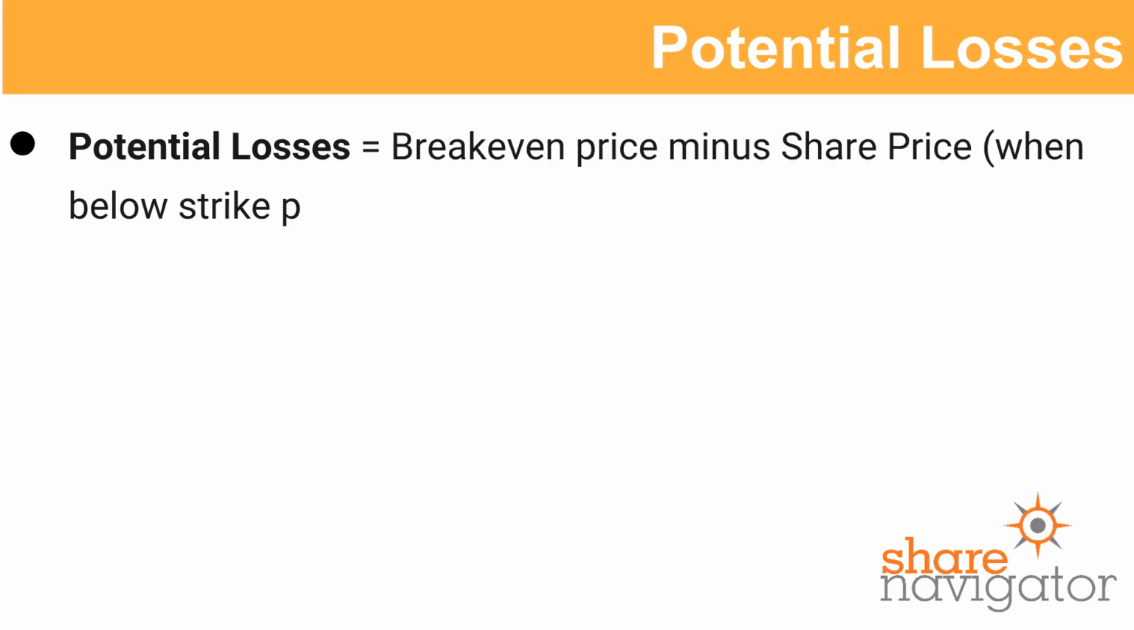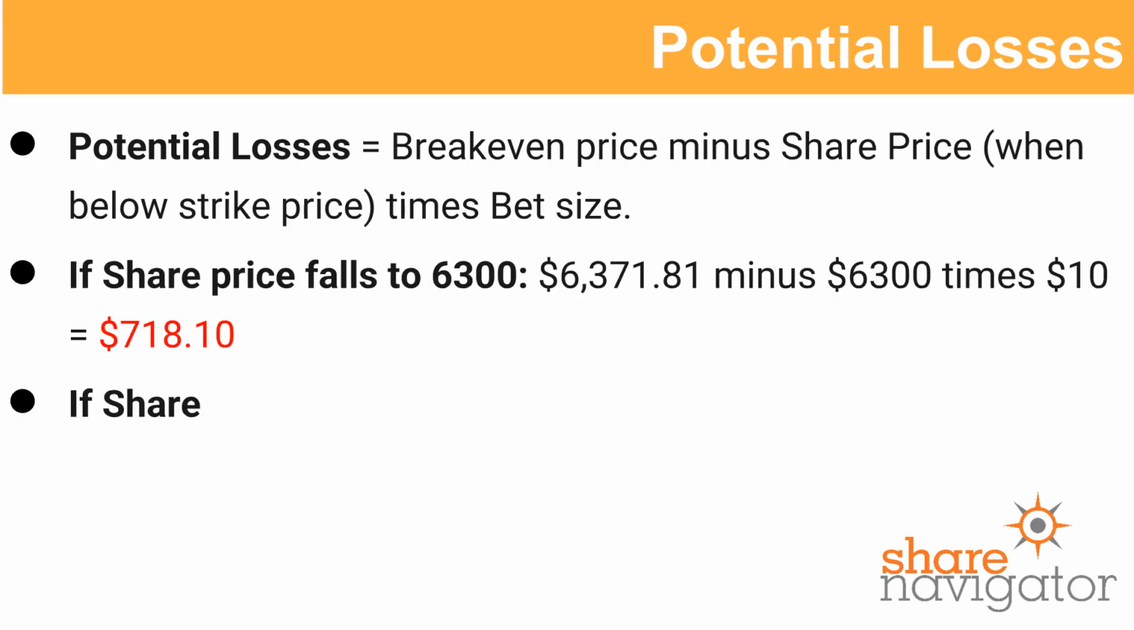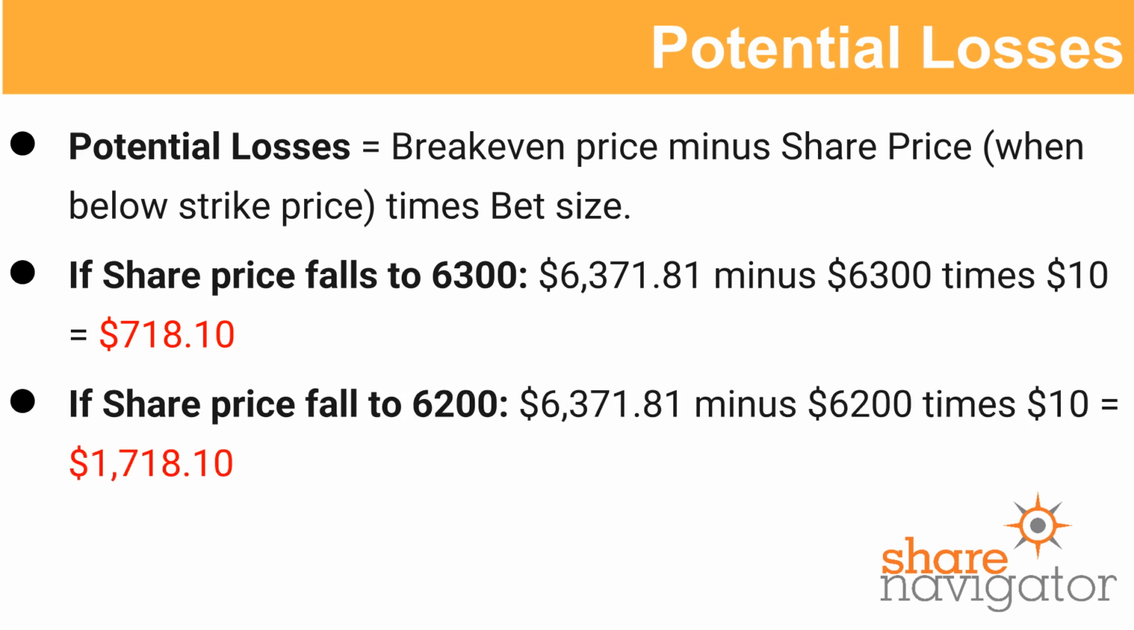But it's important to look at our potential losses. And our losses are our break-even price minus the share price times the size of the bet. So for example, if the share price of the S&P 500 fell to 6,300, we would lose $718. If it fell to 6,200, we would lose $1,718. So that's why there is risk management required throughout the trade, and we're going to share that with you now.